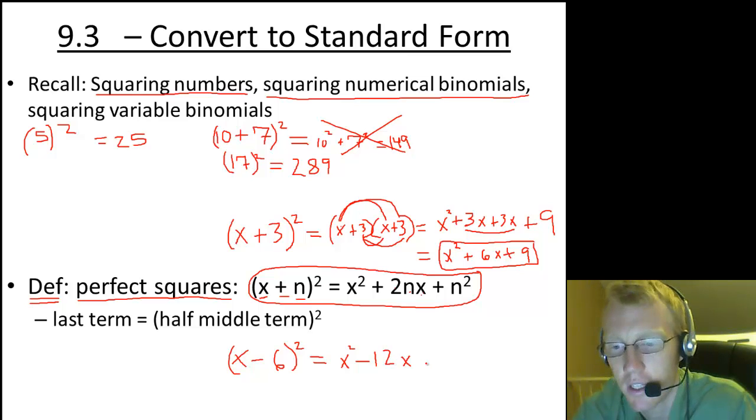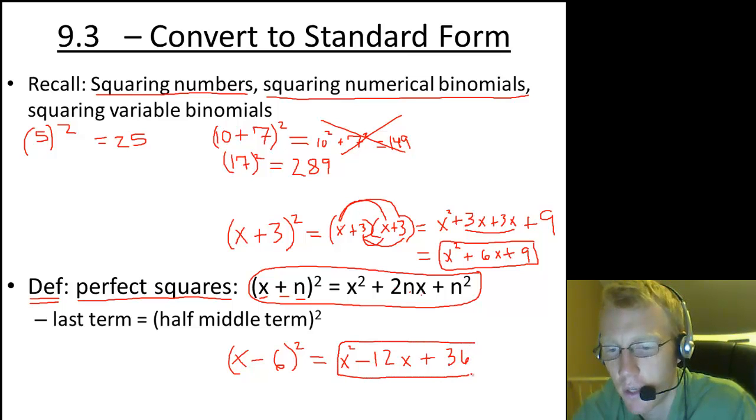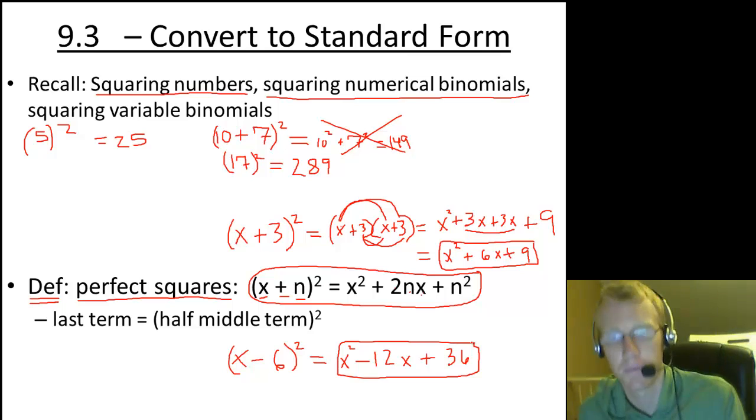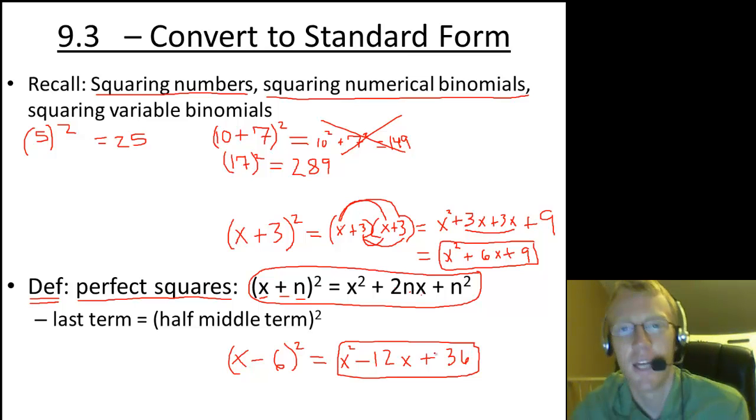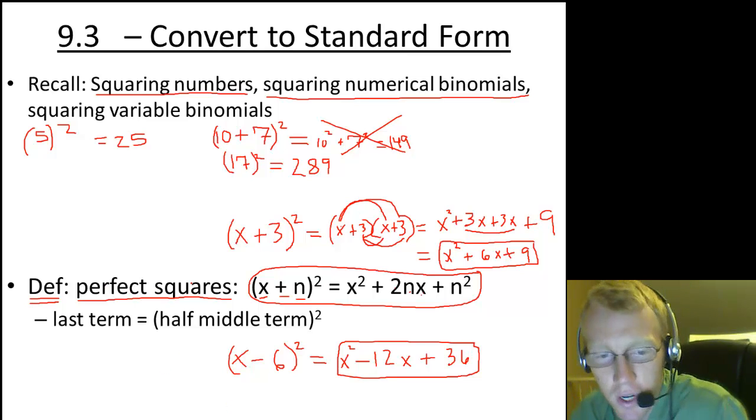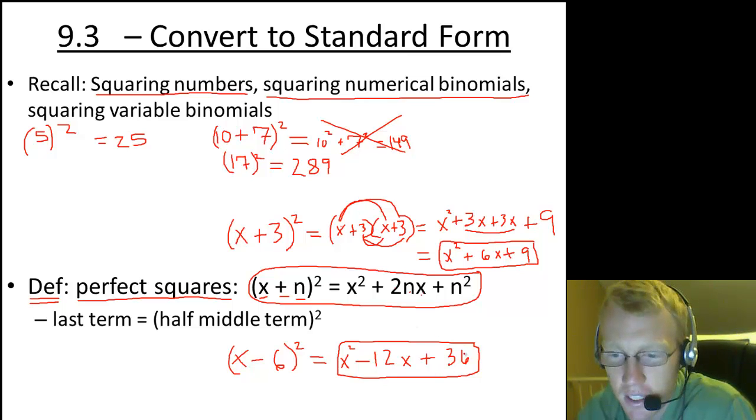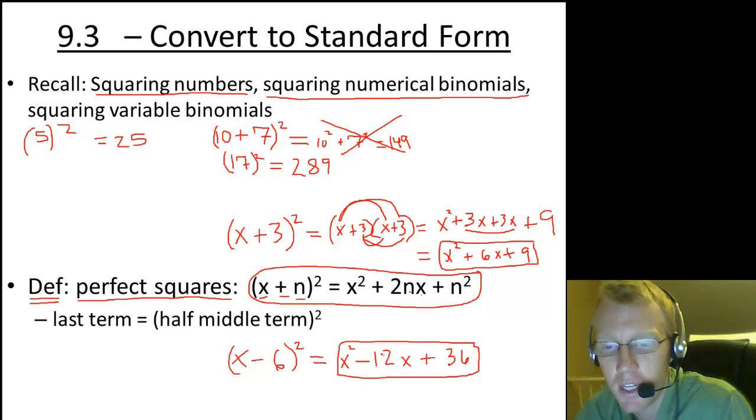So negative 12x plus negative 6 squared is 36. And so you can really quickly and easily go straight to the answer. Okay, and it's really important to notice that for a perfect square, the last number here is always half the middle number squared. And that's because half the middle number is the last number.